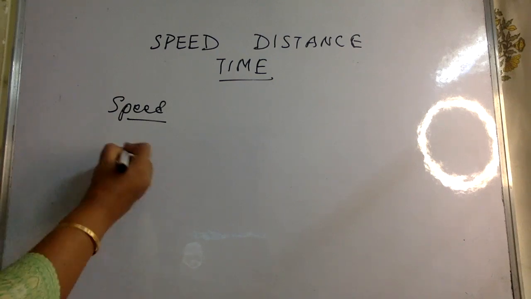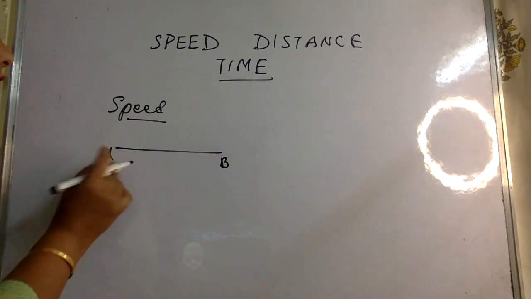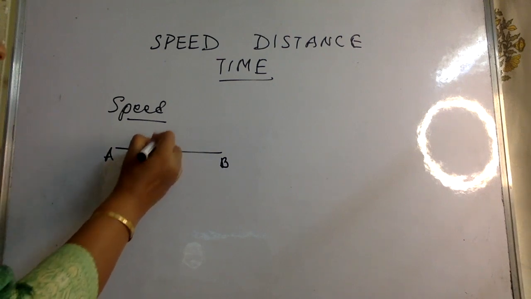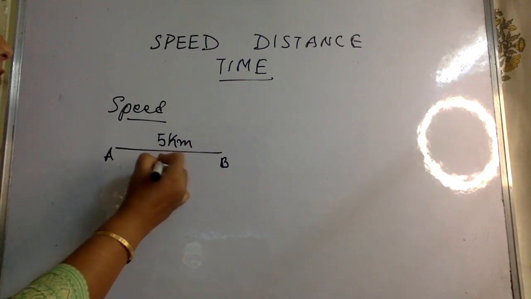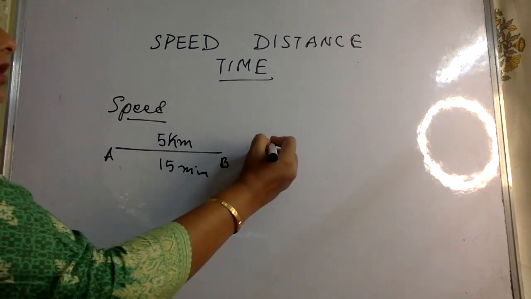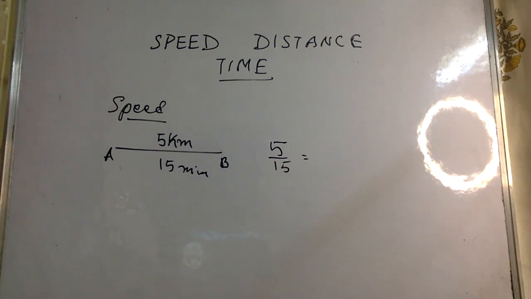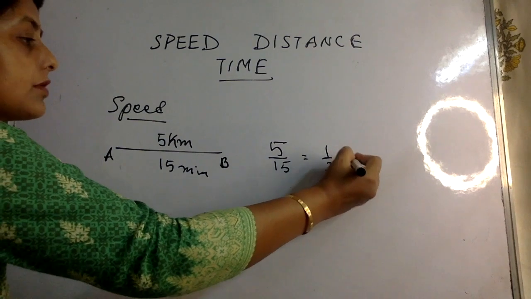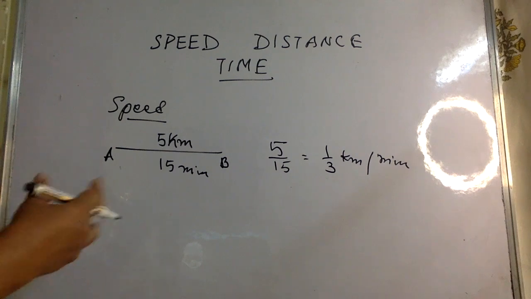If the body is going from here to here, supposing from point A to point B, or you are going from your home to your school, and your school is, let's say, 5 kilometers away and you are taking 15 minutes to go, then in 1 minute, how much are you going? You are going 5 by 15, so in 1 minute you are going 1/3 kilometers. So your speed becomes 1/3 kilometers per minute.